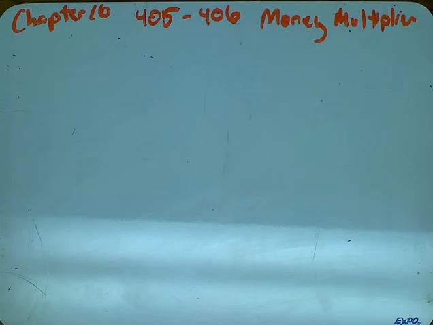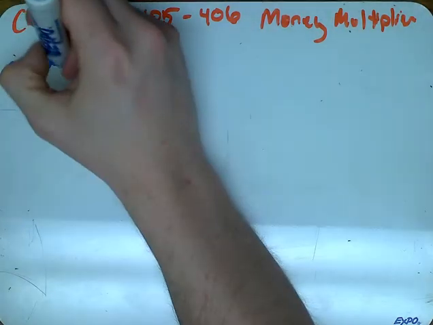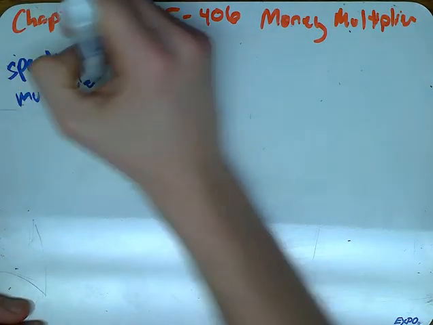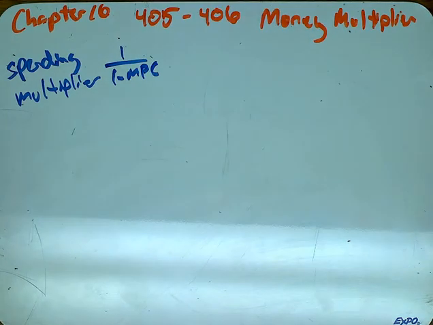The money multiplier is kind of like our spending multiplier. Just as a review, the spending multiplier is different. It works in the same sort of way, but the spending multiplier is 1 over 1 minus the MPC. That is not what we're covering in this video. What we're covering is the money multiplier.